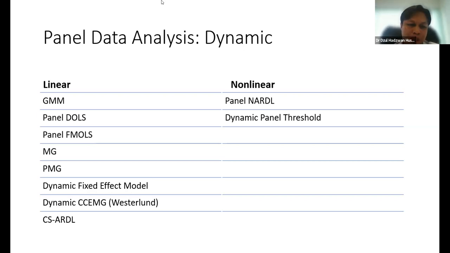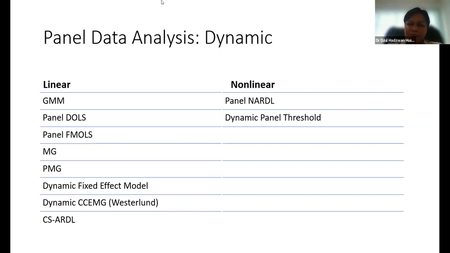We have PMG, okay, pooled mean group, and we have dynamic fixed effect model. We have a dynamic CCEMG. We can retrieve it from the Westerlund co-integration test. And then the last one, we have CS-ARDL.